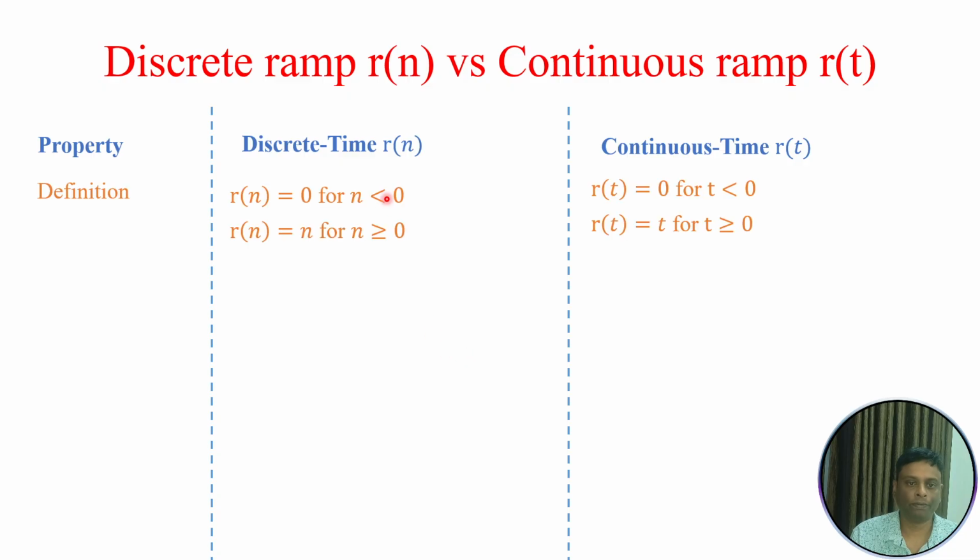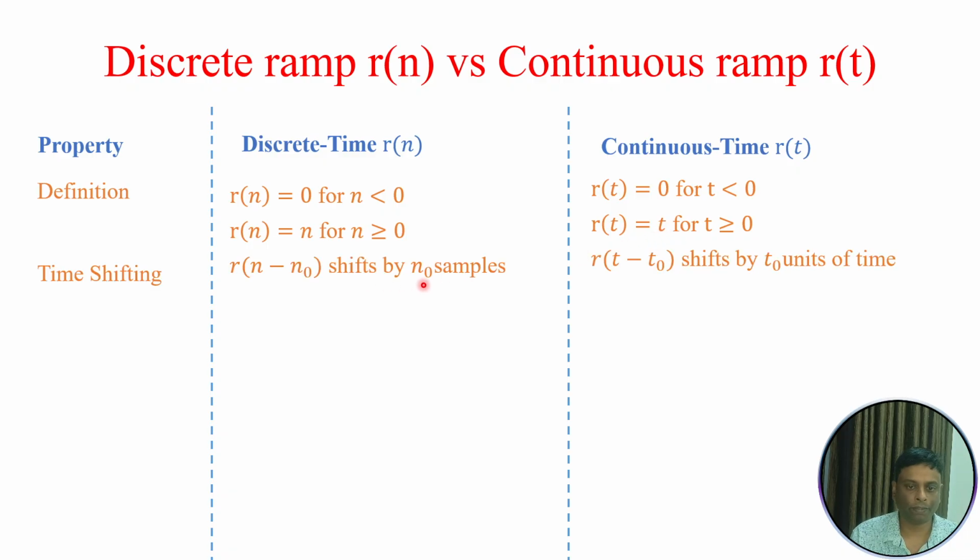So this is the definition of discrete time ramp signal. So r of n equal to 0 for n less than 0 and equal to n for n greater than or equal to 0. Similarly, here n is replaced by t only. So for negative it is 0, for positive, greater than or equal to 0, the value is t.